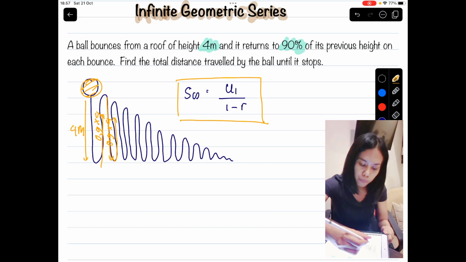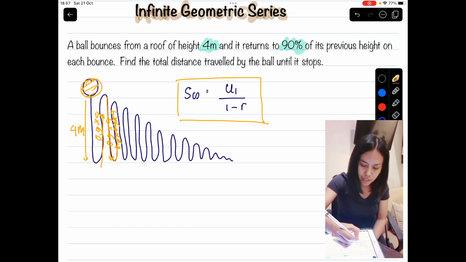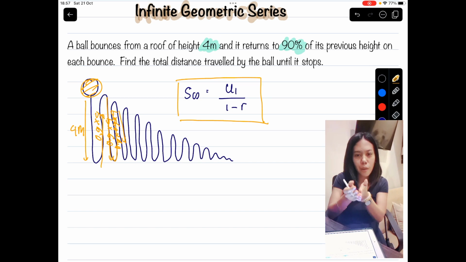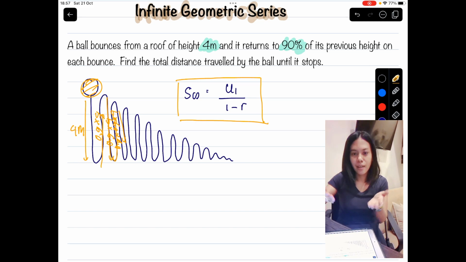I'm going to squeeze it in. 0.9 times 0.9 times 4 meters. It goes up, and it goes down the same distance. So it's going down with the distance of 0.9 of 0.9 times 4 meters. It goes down with the same distance as it goes up, and it's going to bounce again, and the distance it's going up is going to be 0.9 times 0.9 times 0.9 times 4 meters, and it's going to go down the same distance. I hope it makes sense.